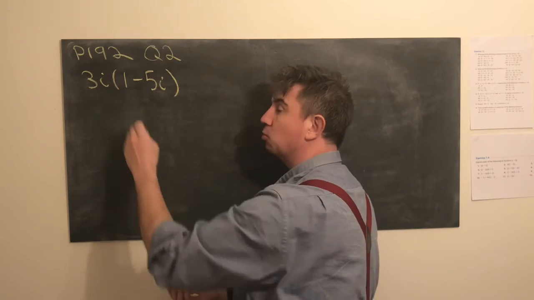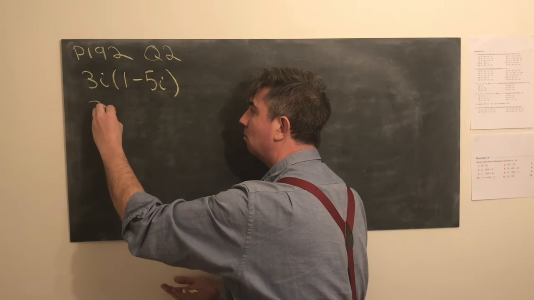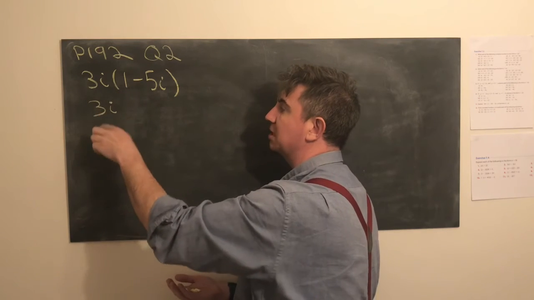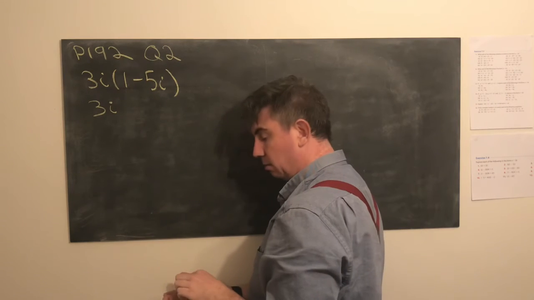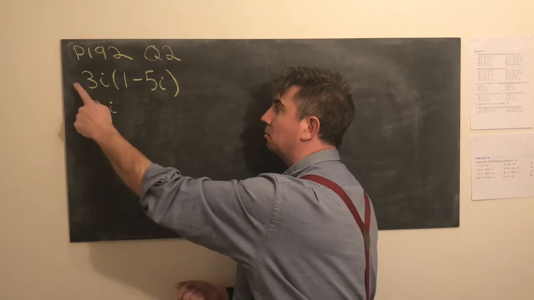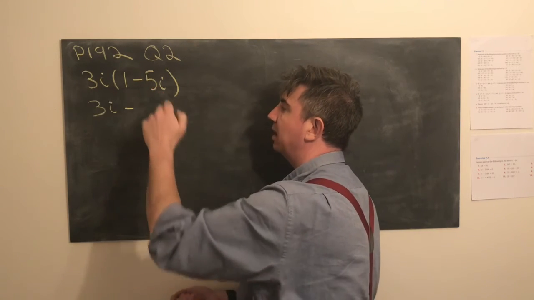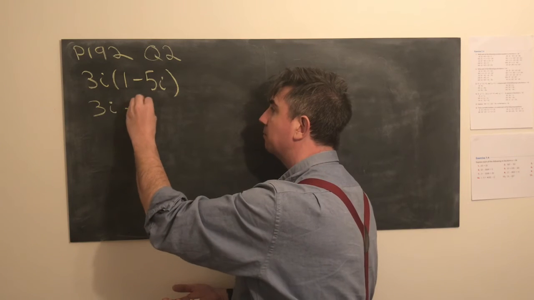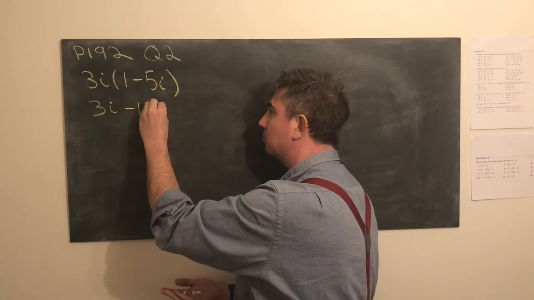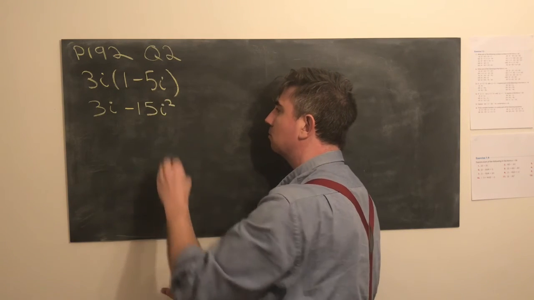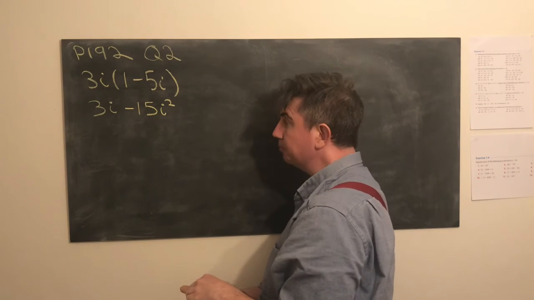So let's take a look at how this happens. So I have 3i times 1. Well, that's just 3i. Anything by 1 is just itself. Then I have 3i by minus 5i. So that's going to be positive times a negative, which is going to be a negative anyway. And 3 times 5, that's going to be 15. And then i times i is going to be i squared. So it's minus 15i squared.